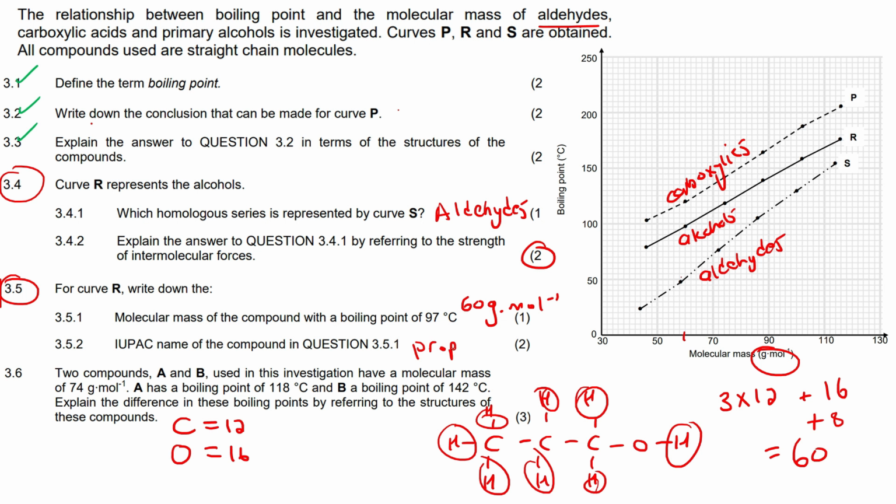So you could say propan-1-ol. If it was a 4-carbon, then the mass would go too high. If it was a 2-carbon, then the mass would be too low. But they want the mass to be 60.